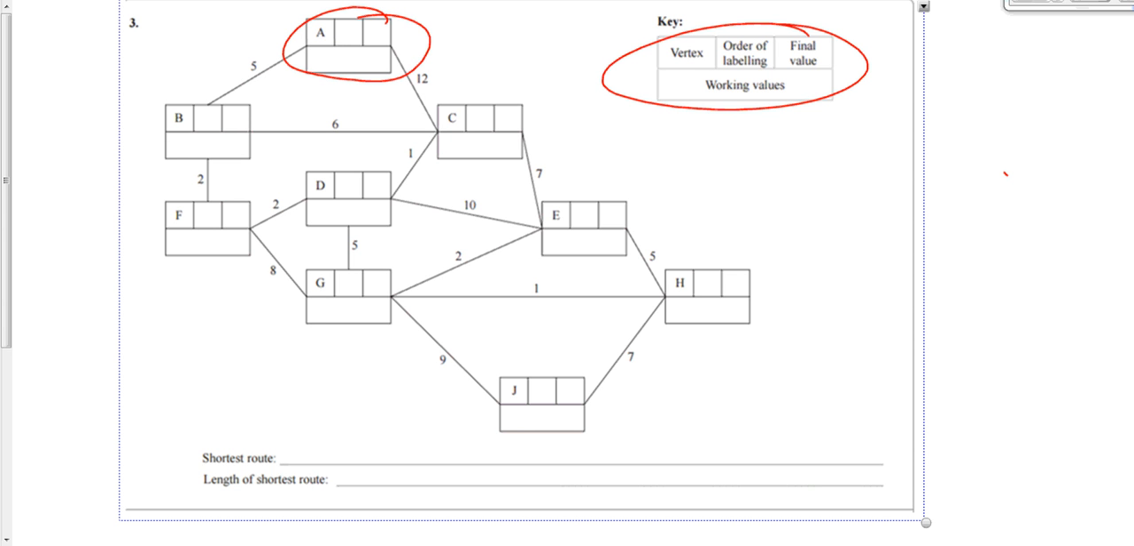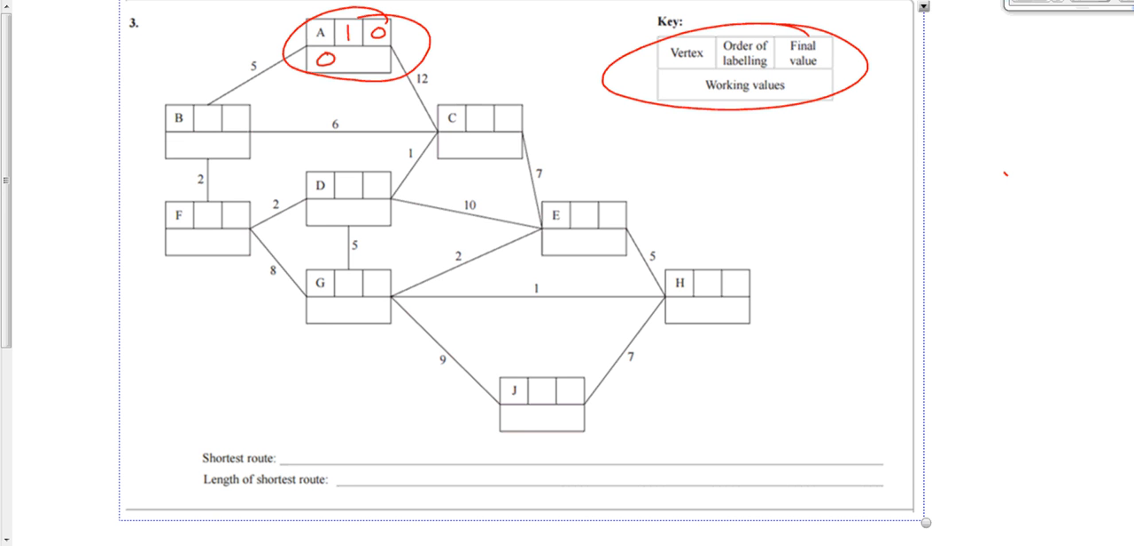So you've got the vertex, which is A, the order of labeling. So I would always put 1 here. However, they do accept it if you put 0 there. The final value is 0, but they do like a working value of 0 as well. Now, in the mark scheme for the 2015 paper, they allowed you not to put the working value as 0, but I'd always put it there just in case.